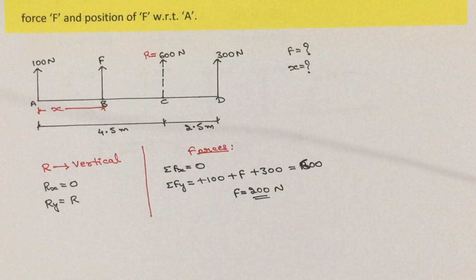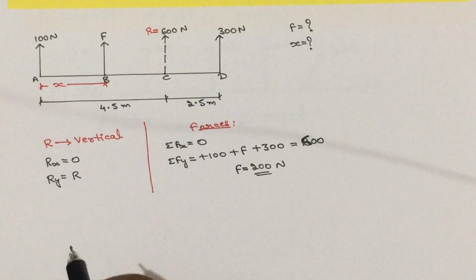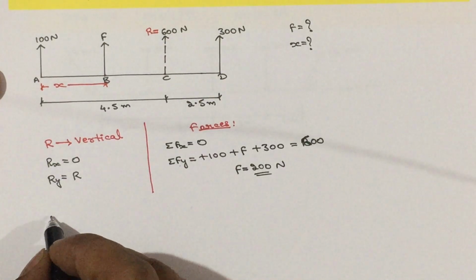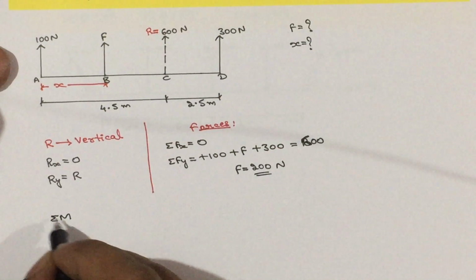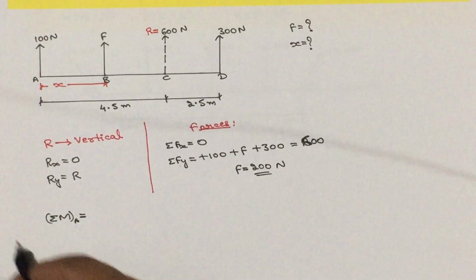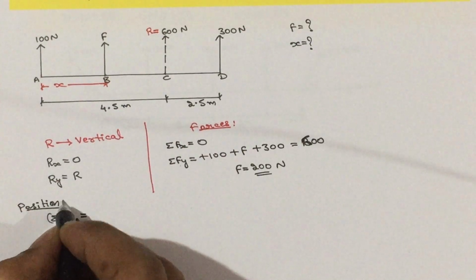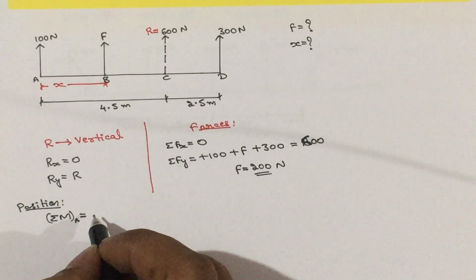Then we need to calculate the position of F from the point A. There are two different ways we can calculate. First, since we need the position from the point A, let us calculate sigma M with respect to the point A. Here we are talking about position, so calculate sigma M with respect to the point A.